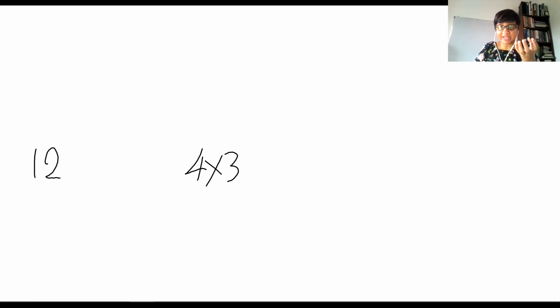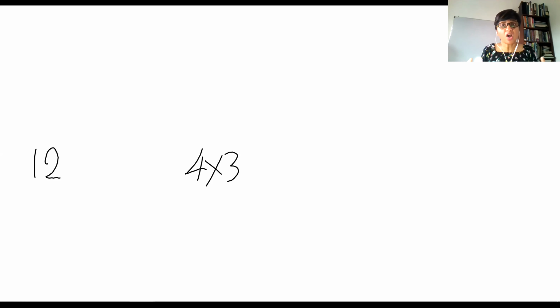Now 12 itself is not a complete square, you know that. What are complete squares? Do you know what complete square means? 9 is a complete square, it's a square of 3. 16 is a complete square, it's a square of 4. 25 is a complete square, it's a square of 5. So 25 can be written as 5 squared because it is already a complete square.